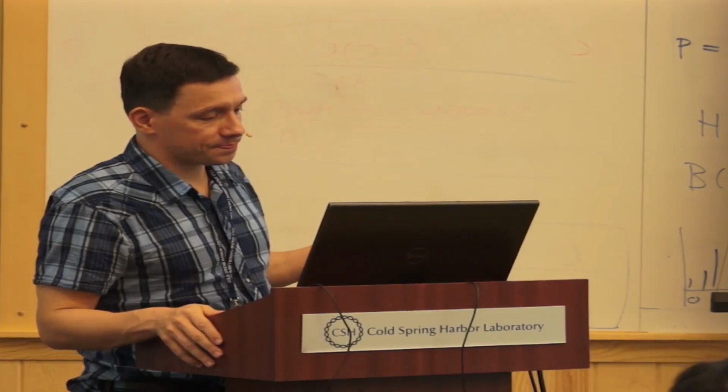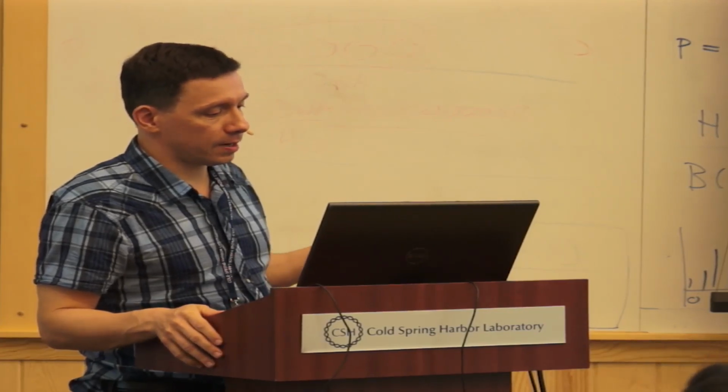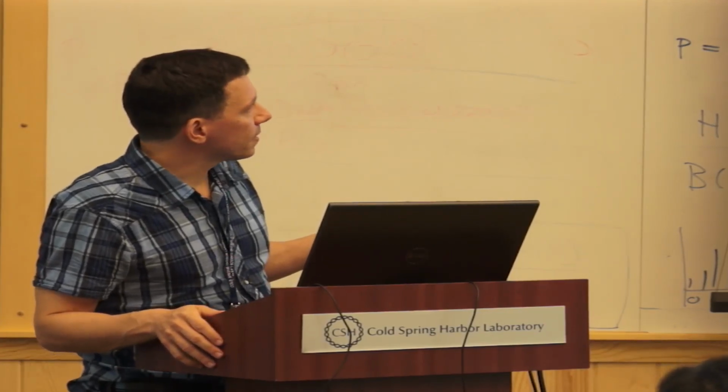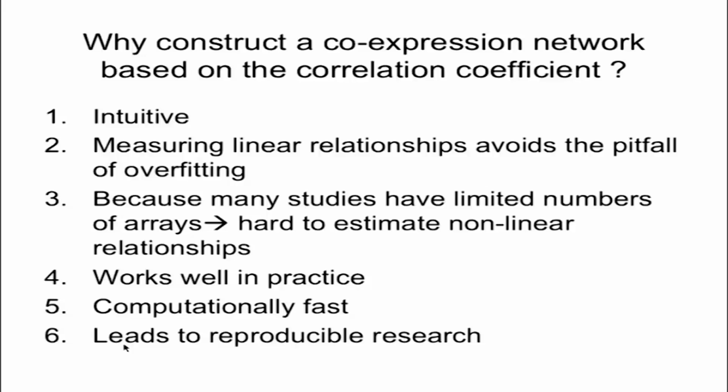In any event, coming back to why we like correlations, they work very well in practice, they are computationally fast, and they support reproducible research. And they are particularly recommended if you have relatively few arrays. I want to say if you have fewer than 50 arrays, I urge you to use correlation and nothing more complicated.